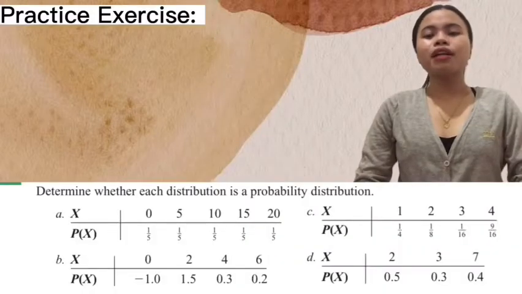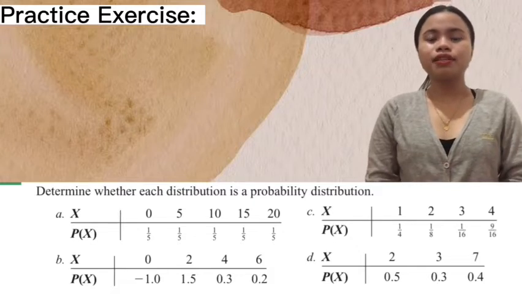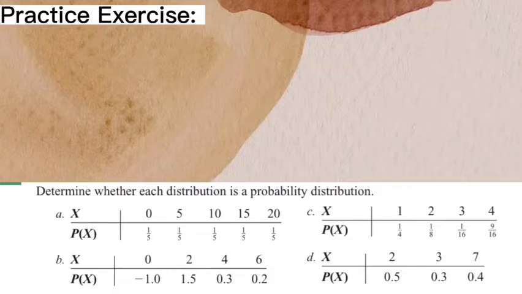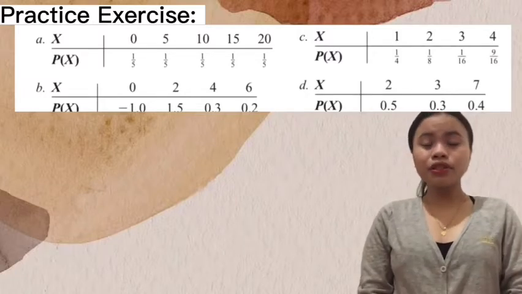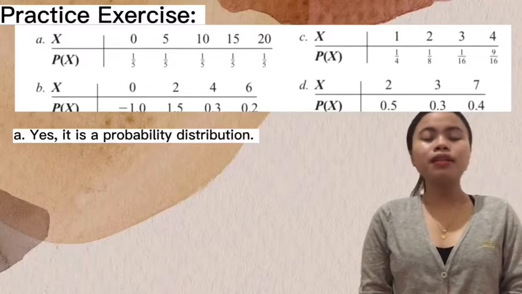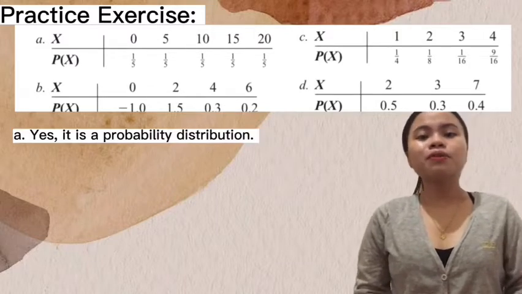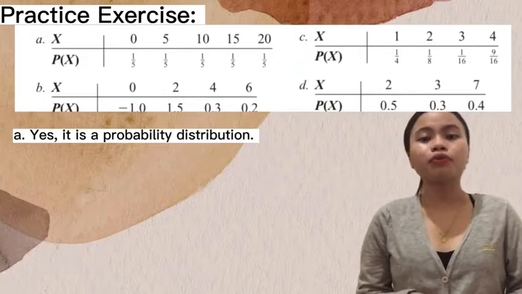Let me give you an example for a better understanding of the two requirements for a probability distribution. Determine whether each distribution is a probability distribution. For A, is it a probability distribution or not? The answer will be yes, it is a probability distribution since the sum of the probabilities is equal to 1 and the p of x is less than 1 but greater than 0.